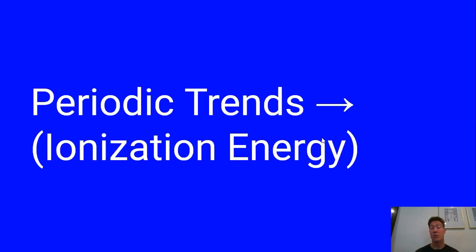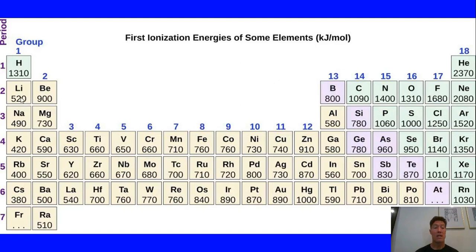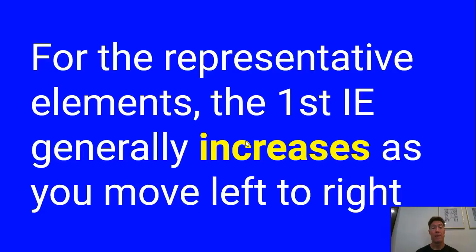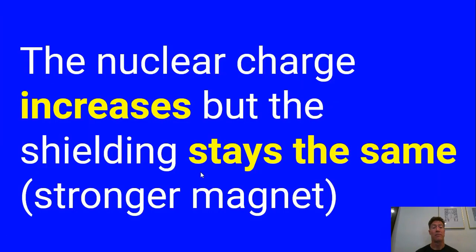But if we go to the right, the energy it takes increases. Why? Well, because the effective nuclear charge increases. The same thing that makes the atom smaller makes it harder to pull an electron away. So the ionization energy generally increases as we move left to right because of the increased nuclear charge, but no additional shielding. So the magnet gets stronger and they just get closer and closer because of it, and thus harder and harder to extract.